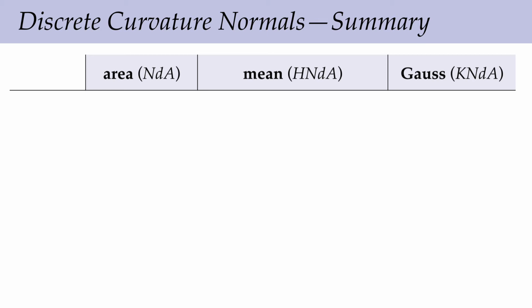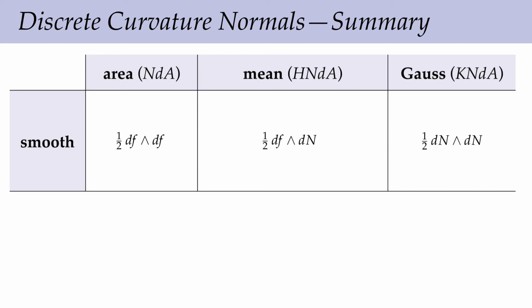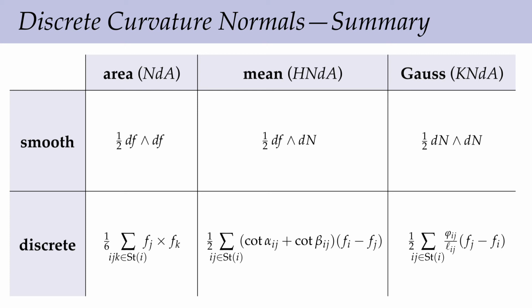Okay, so here's a summary of what we've done so far. We said there are kind of three basic quantities we can associate with a surface: the area, the mean curvature, and the Gauss curvature. Actually, we're going to consider the vector versions of those. The area vector, the mean curvature vector, the Gauss curvature vector, or Gauss curvature normal. In the smooth setting, we can write those quantities very easily by wedging together F and F, or F and N, or N and N. Pretty slick. And in the discrete case, when we just go ahead and integrate those quantities around a vertex, we get some very nice little formulas. We get a formula for the area vector, which is just summing up cross products of positions around the vertex. We get an expression for the mean curvature normal, which is just the classic Cotan formula. And we get an expression for the Gauss curvature normal, which looks very much like the Cotan formula, except we have a different set of weights.